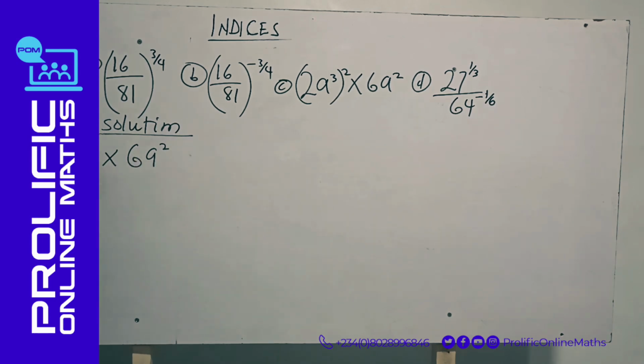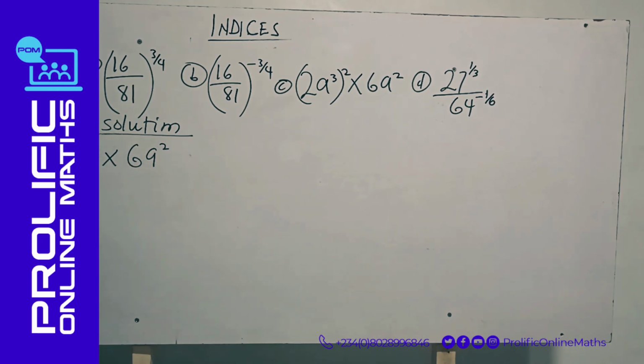In this case, 2a raised to power 3. This a is the one that is having this 3. This 3 only belongs to the a. It doesn't belong to 2. But this 2 belongs to both a and 2. This a is only having this 3 as its power. It doesn't affect 2, but this 2 will affect both a and 2.